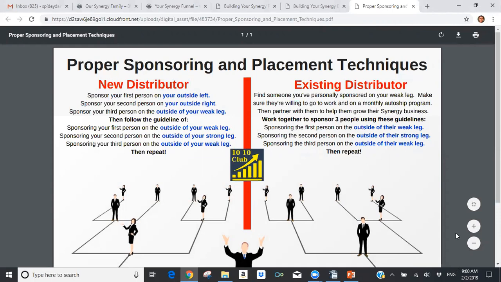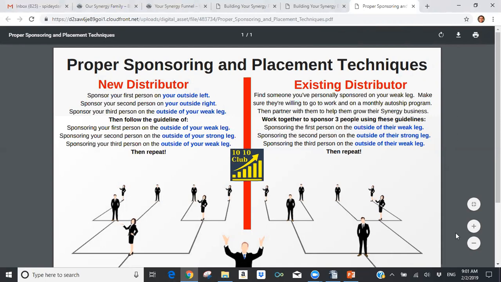We've got a lot of material that we want to cover today, and it all is in relationship to the title that you see on the opening slide called Proper Sponsoring and Placement Techniques. This is a PDF that I worked on yesterday, and I'll show you where it's located in our Synergy Family website. It basically gives you a quick review of how to make sure that you place people in your organization so that you can build both sides of your organization.